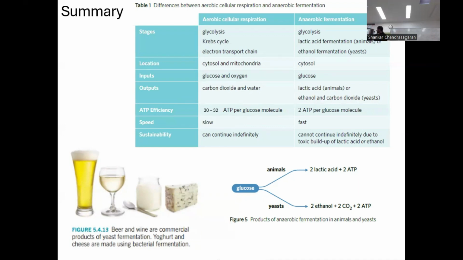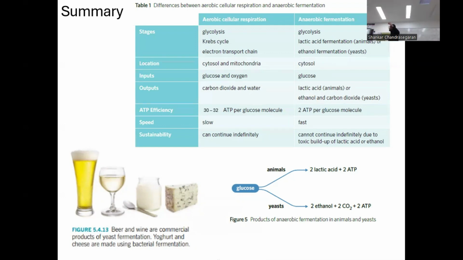And the outputs for anaerobic respiration are lactic acid for animal cells, and for plant cells and yeast cells, there will be ethanol and carbon dioxide. In terms of ATP production, obviously aerobic respiration is much more efficient, generating 30 to 32 ATP molecules because it can undergo the last two stages.